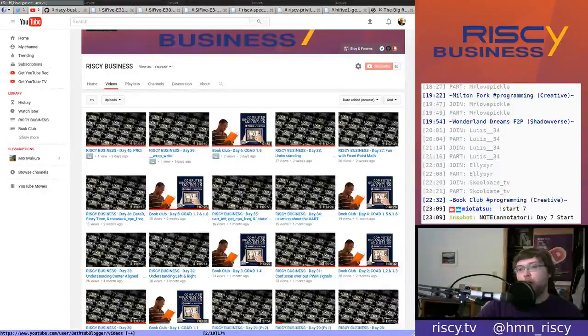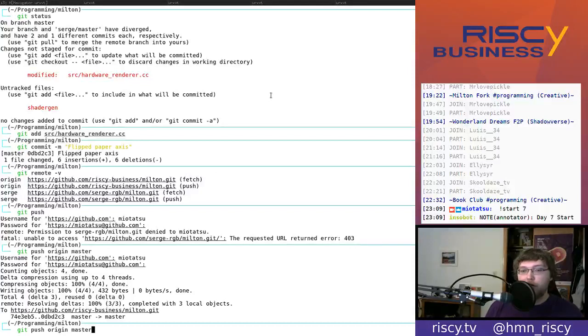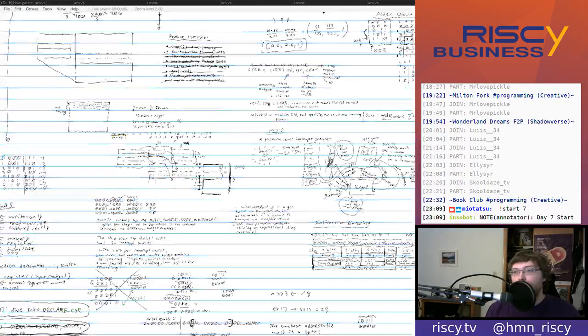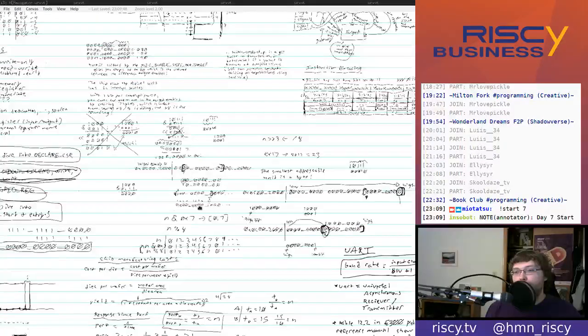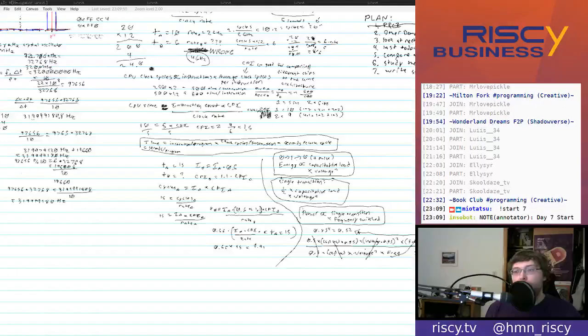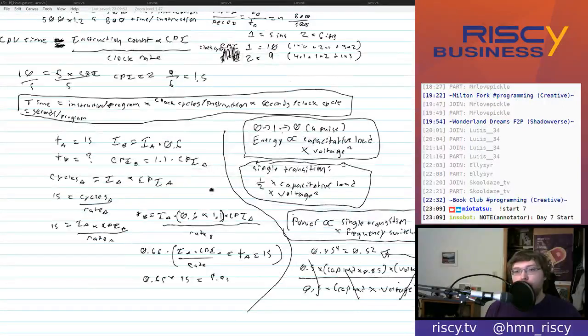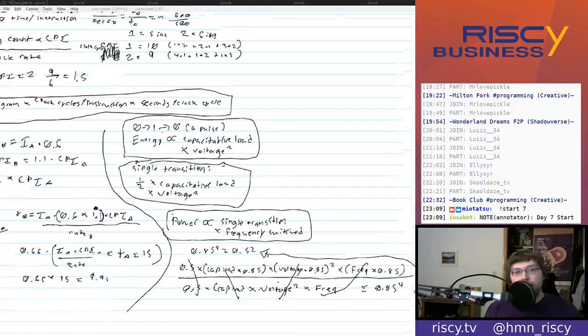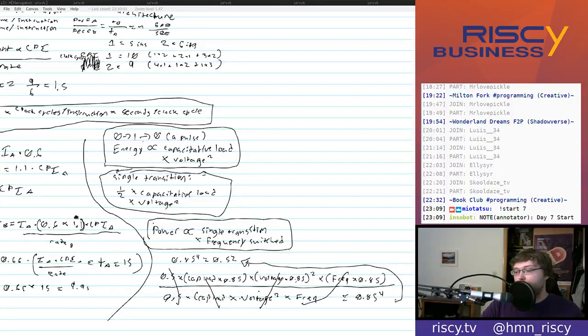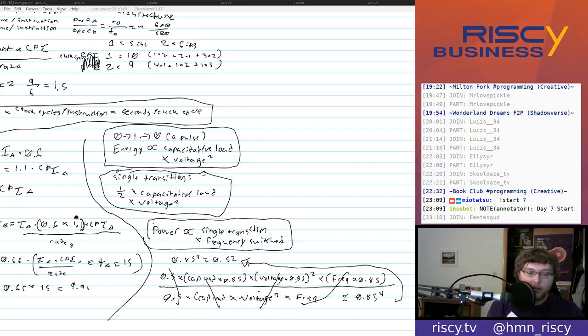So, last time we read 1.9. I guess we will be moving on to 1.10. I've updated Milton to the latest and greatest. So here's some stuff we were looking at. All right, so let us begin 1.10.